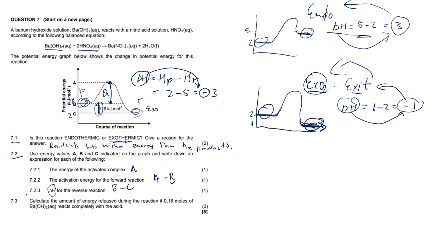Now, 7.3, it says to us, calculate the amount of energy released during the reaction if 0.18 moles of barium hydroxide reacts completely with the acid. Now, this is what I like to say. According to this balanced chemical equation, we can see that 1 mole of Ba(OH)2 can release what? Can release energy equal to, according to this, 116, because this reaction accounts for this graph over here. It can release energy of 116 kilojoule per mole.